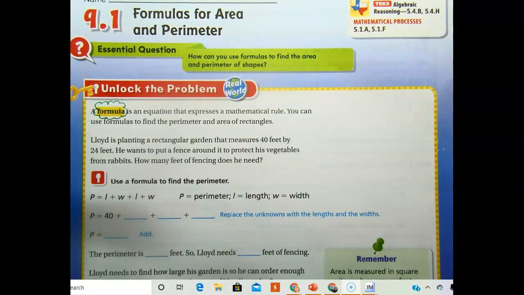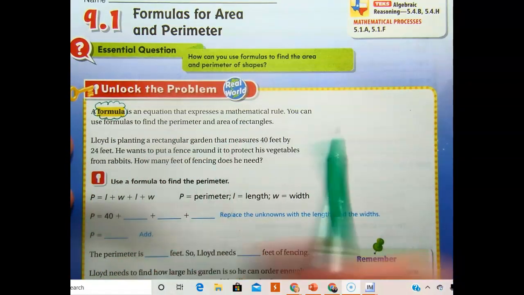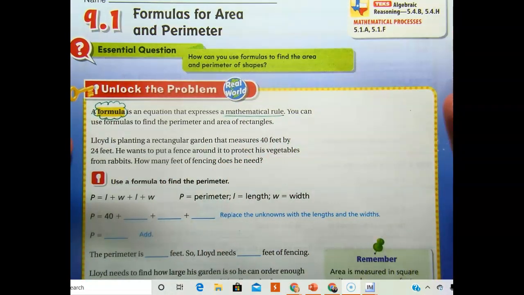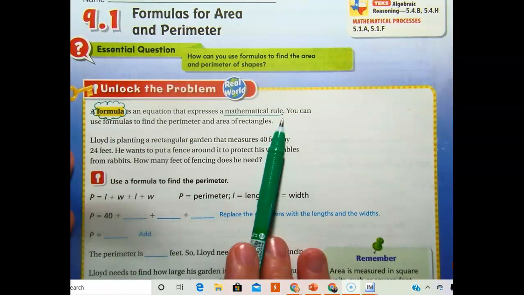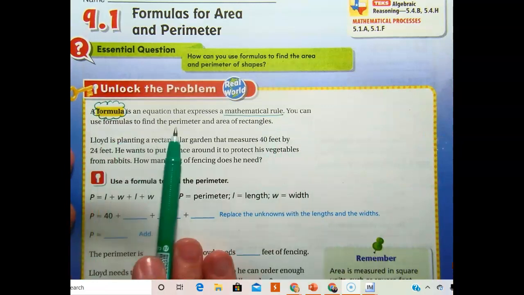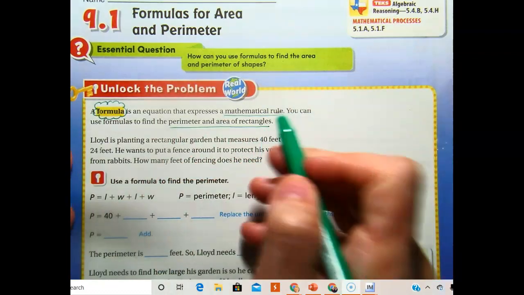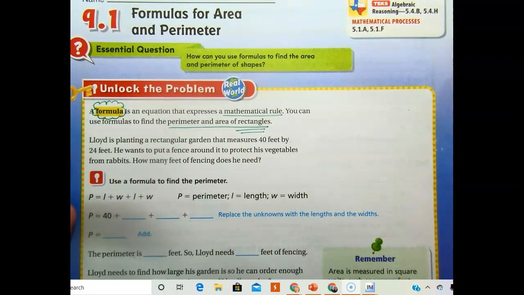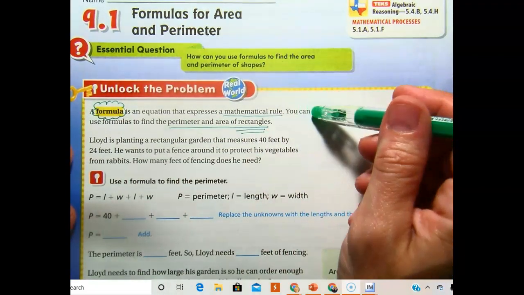We've talked about these in class, but a formula is an equation that expresses a mathematical rule. All right? I always tell kids, it's like a recipe for a math problem. If you know the recipe, you're going to solve it, and it's going to be so easy for you. Okay, you can use formulas to find the perimeter and area of rectangles. And remember, when we say rectangles, just like we learned about in our quadrilateral section, a square is a special type of rectangle. So this does include squares.